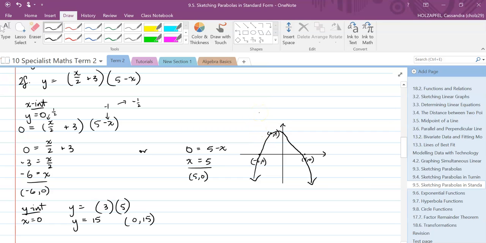And that's all we need to do to draw parabolas that are already in the intercept form. Very, very simple to do.